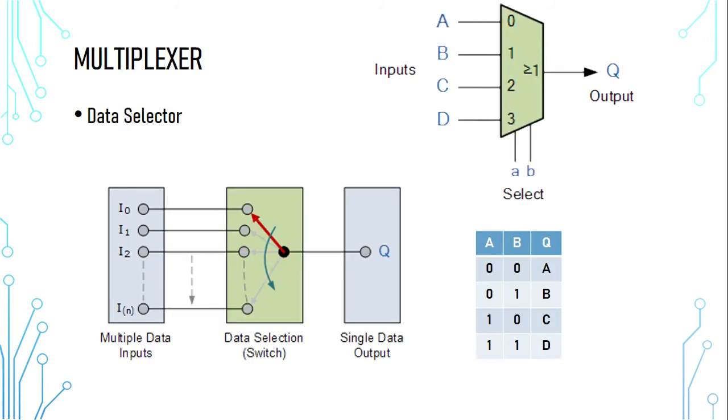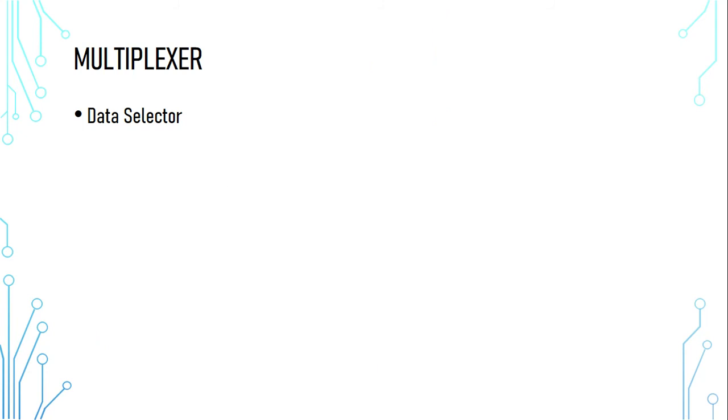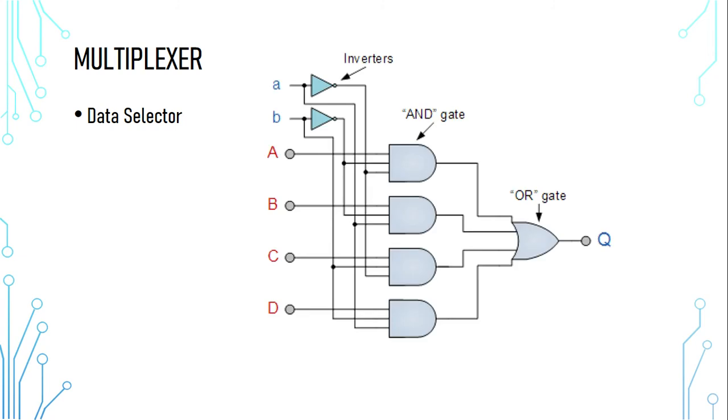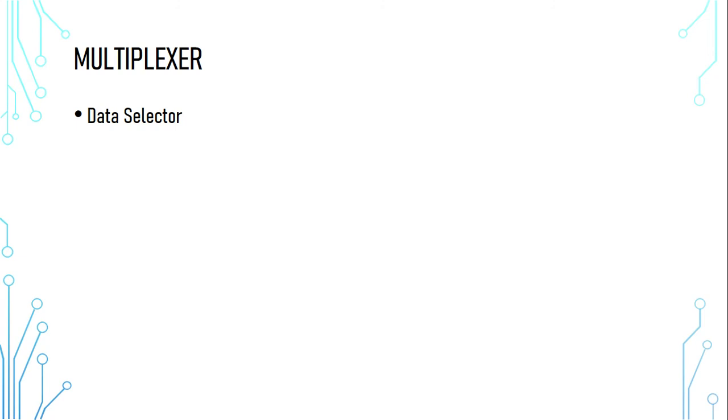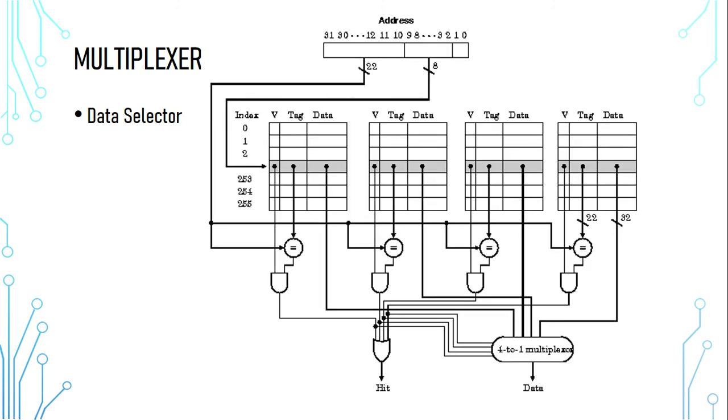Multiplexers. Multiplexers are also known as data selectors. The schematic and the truth table of a 4-to-1 multiplexer are shown in this slide. You can see the detailed implementation of it with logic gates here. A good example of multiplexer usage in computer architecture is cache memories in CPUs. Incoming data from different ways are selected based on the comparisons of tags along with valid bits.